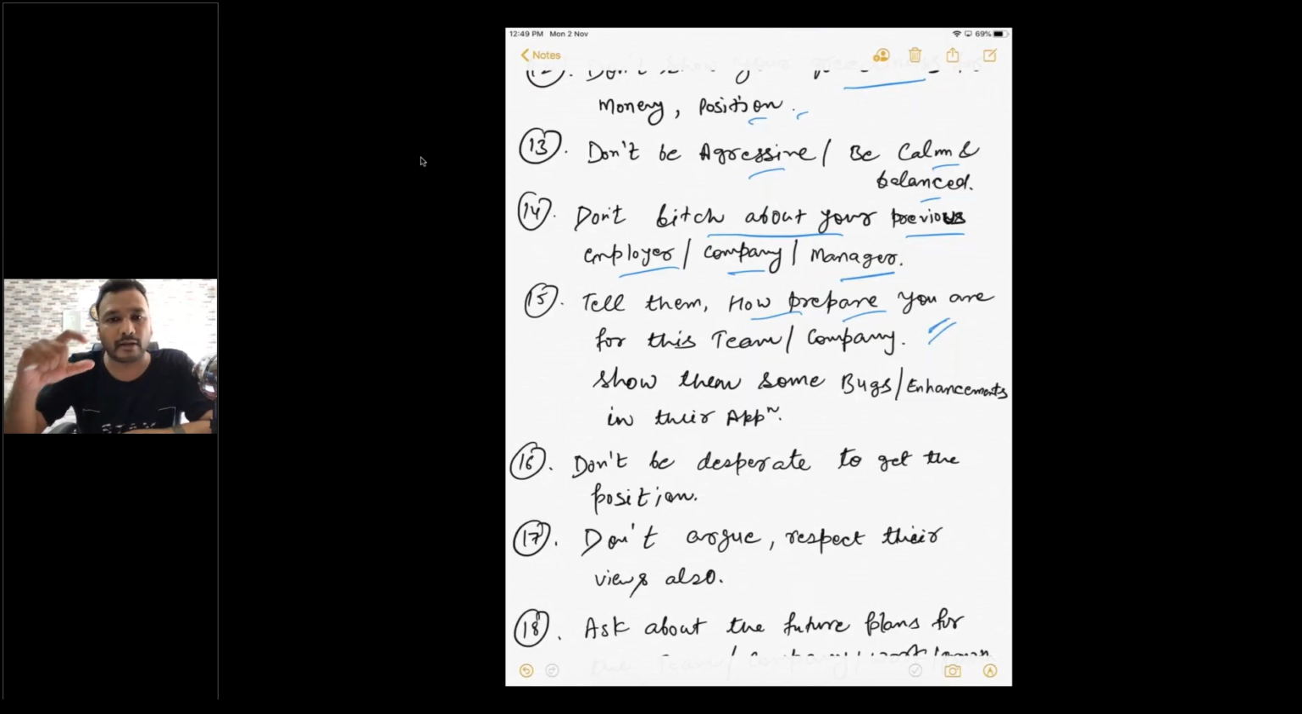What kind of backend are you using for that? What kind of tools and technology stack are you using for this? If you're asking such questions, they will feel that, okay, this guy is already prepared about the company, about the team, about the kind of product we have.